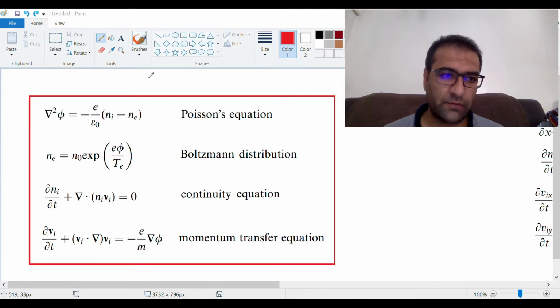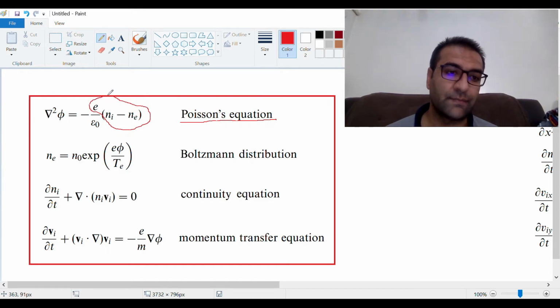Okay, this is the system of equations that we are going to solve in our workshop. The first equation is the Poisson equation, as you see here. In this equation, phi represents the potential, n sub i represents the density of ions, and n sub e represents the density of electrons. And we know that if we multiply the density of charges by the elementary charge, we will have the charge density. Right, and epsilon 0 here is the permittivity of the vacuum.